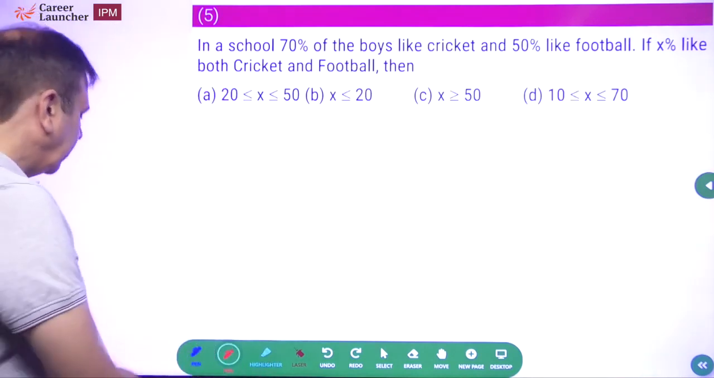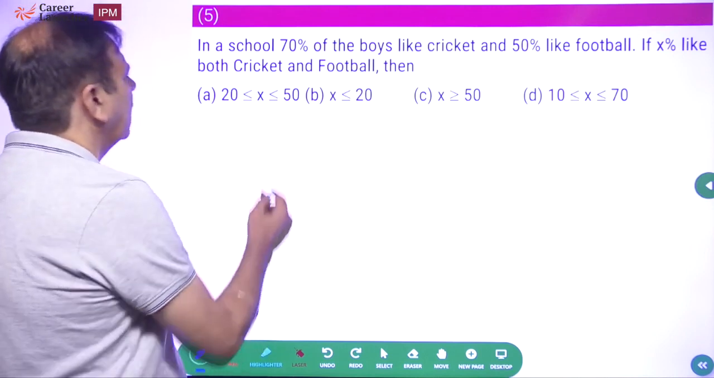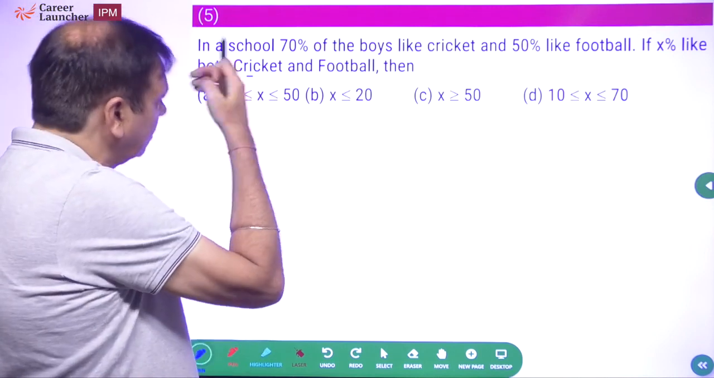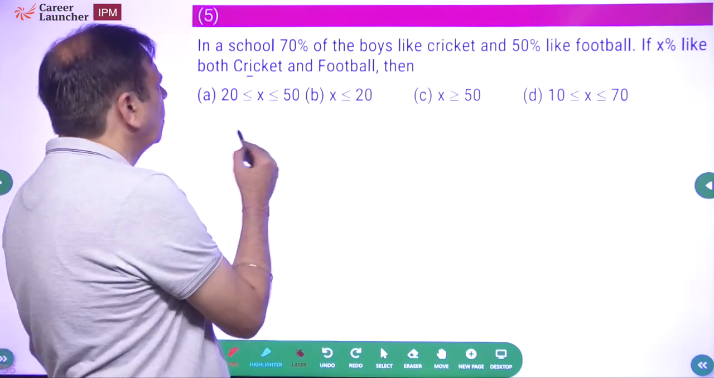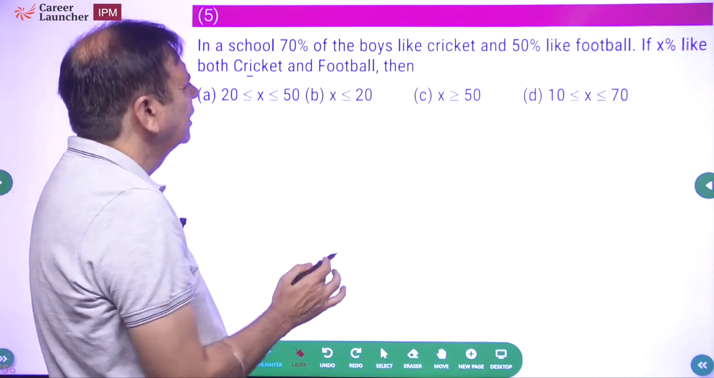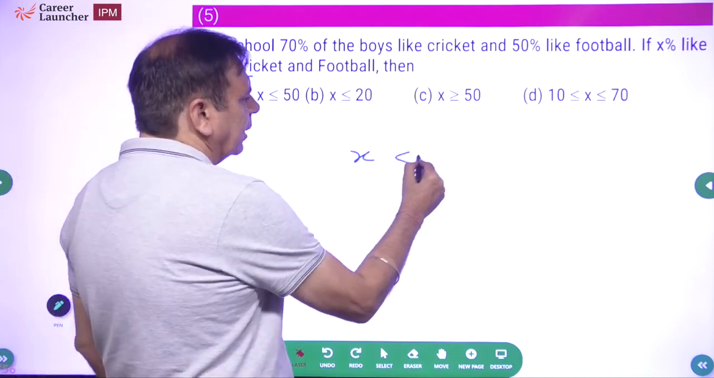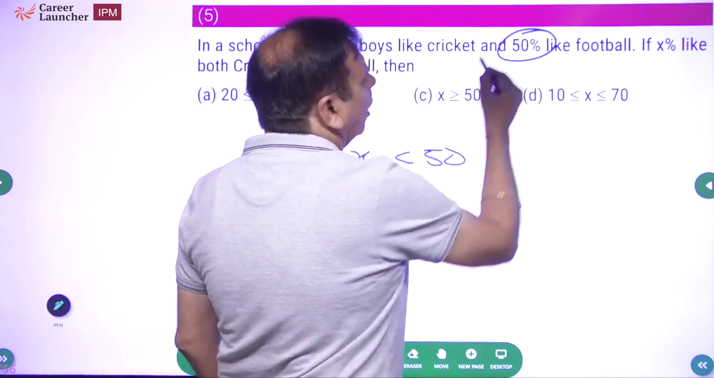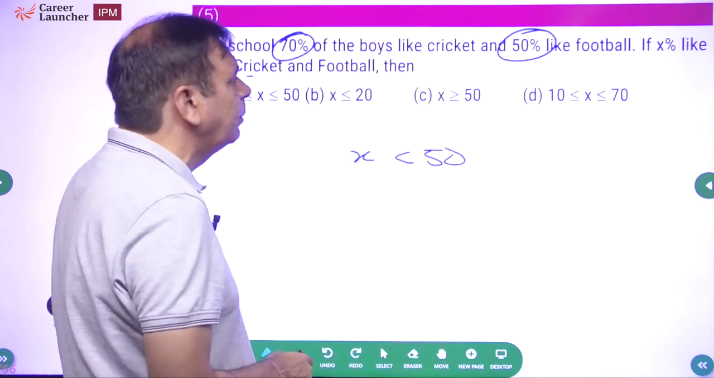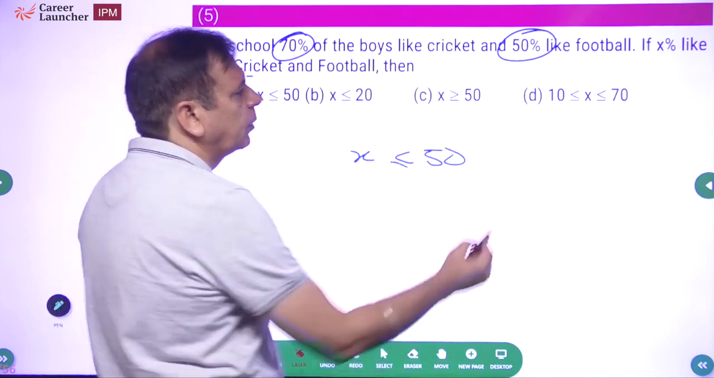In a school, 70% of boys like cricket, 50% like football, X% like both cricket and football. Then which of these things? Starting point: it cannot be more than 50%. X has to be less than 50%. Why? 70% like cricket, 50% like football, so liking both cannot be more than 50%. My answer, the value of X has to be less than or equal to 50%.